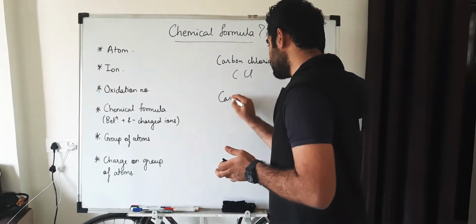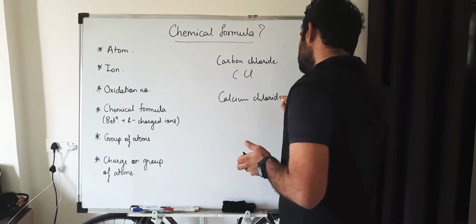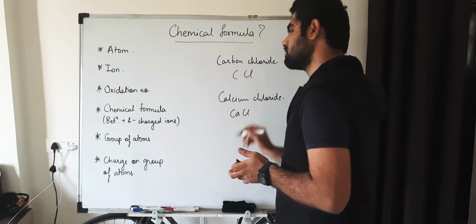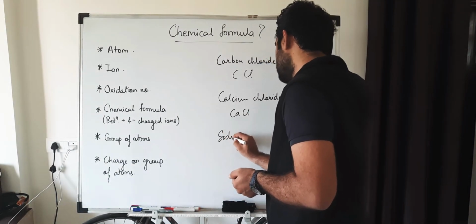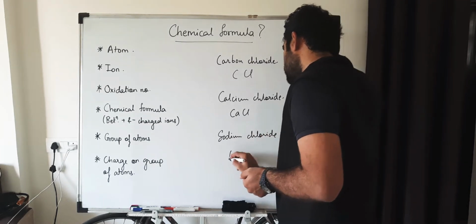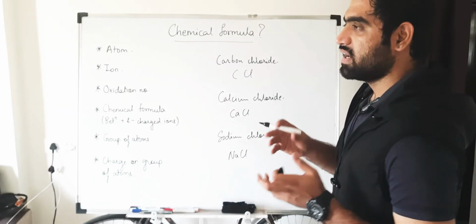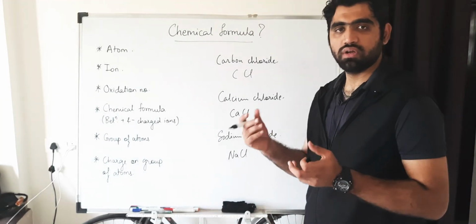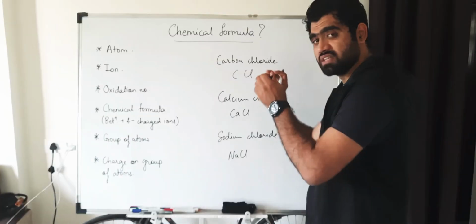If I write calcium chloride, again CaCl. Okay. If I write sodium chloride, again the formula turns to be NaCl. This is what they write. I have seen that they get confused in what should be the molecular formula or what should be the chemical formula of a specific compound if the name is given.